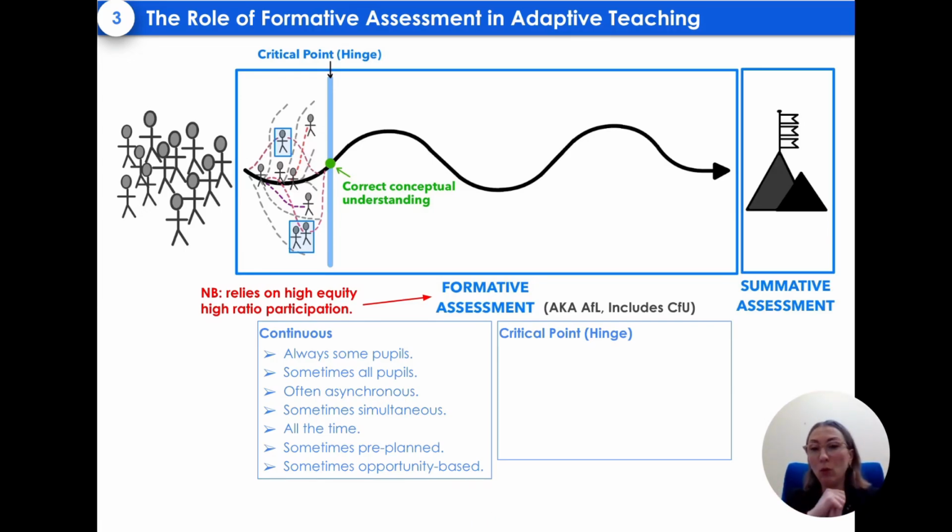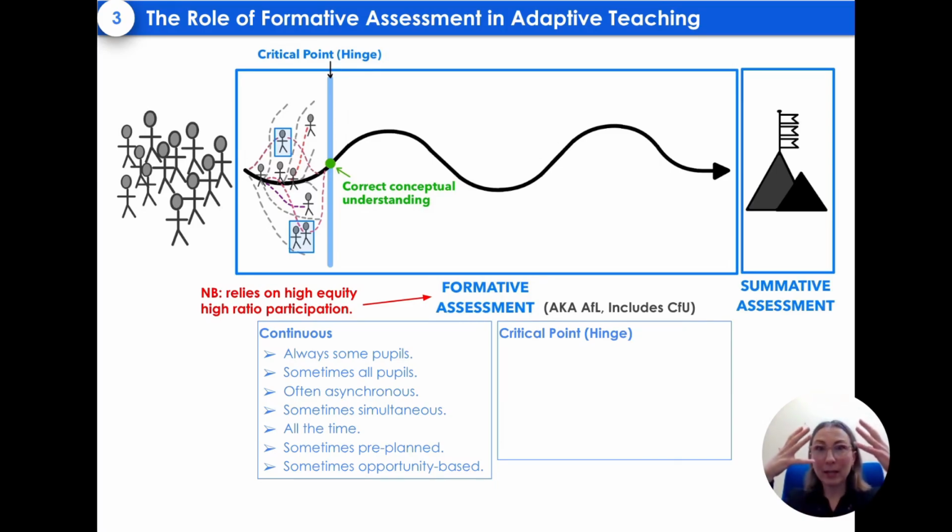Can I not? You're probably at a critical point. As opposed to that, all the time, teachers should be doing formative assessment with high participation ratio. And I would define this as continuous formative assessment will always involve some pupils, so it's often asynchronous. It will sometimes involve all pupils, in which case it's sometimes simultaneous, and it should be happening all of the time. We should be constantly thinking, right, pre-planned, obviously think pair shares, cold calls, but also in the moment, I'm going to do a simultaneous response here, I'm going to do a call and response, I'm going to do tell your partner. So it's sometimes pre-planned and it's sometimes opportunity based.